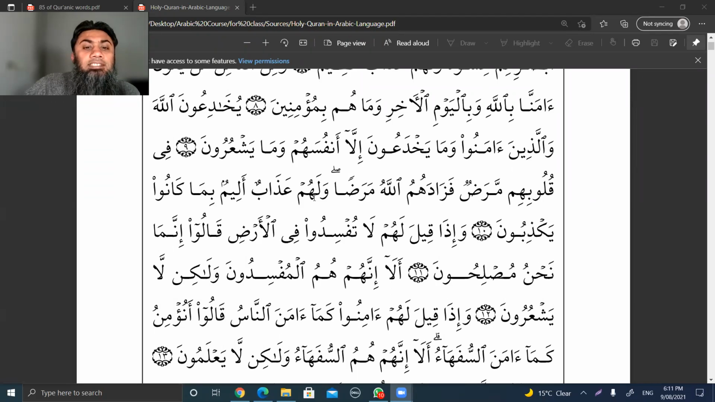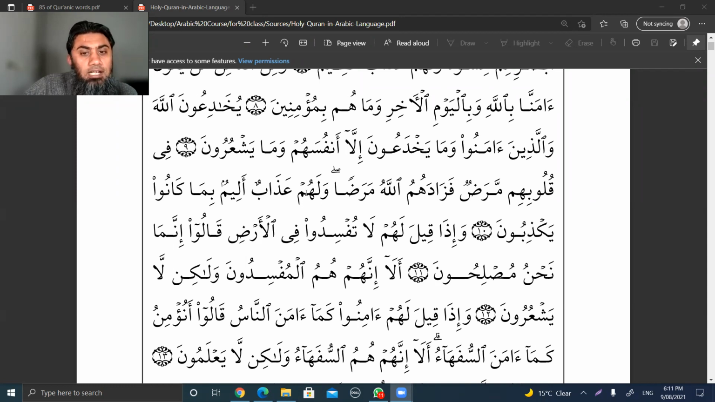Okay, so I was saying this wa lahum azabun alimun. This wa is just a connector, which means that a new sentence is starting. Let's not bother about the wa. Let's deal with lahum azabun alimun. This lahum part, lam and hum, these are two words together.